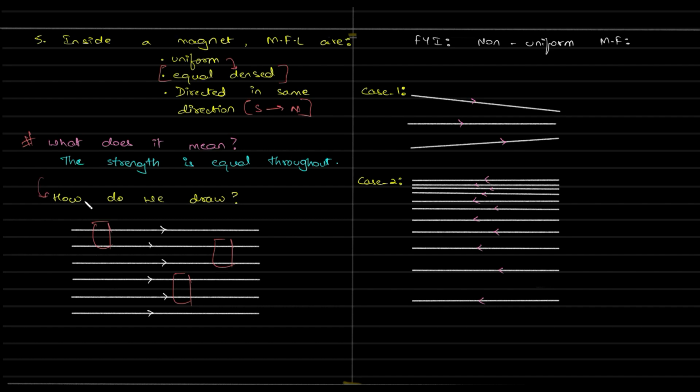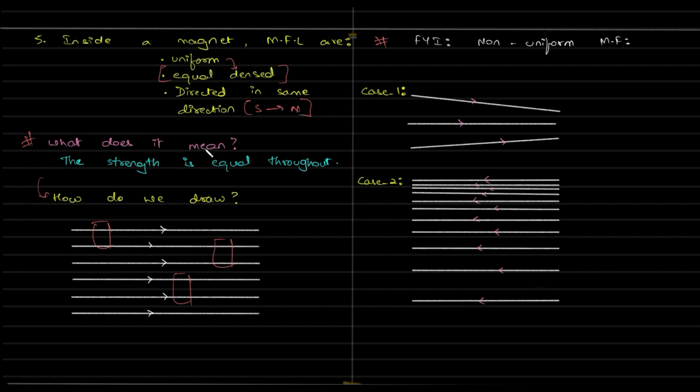Okay. So how do we draw it? As I've shown you guys, this is how you show uniformly dense magnetic field lines. Again, this is also part of your syllabus. Whatever you are seeing from the past few videos is part of your syllabus. All the points have to be remembered.